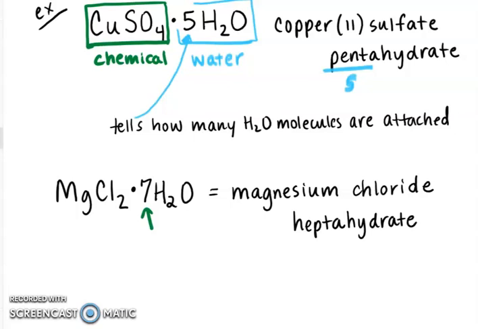And that's how we name hydrates. Again, we name the compound using the ion sheet, magnesium chloride, and then we use a prefix to tell how many waters there are. Again, in this case, hepta means 7.